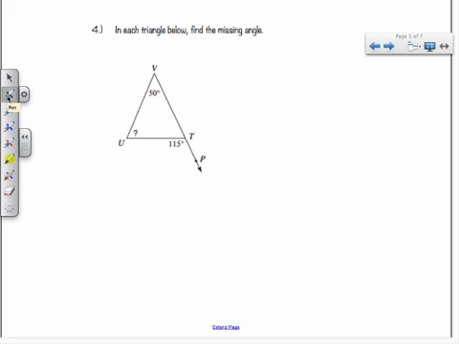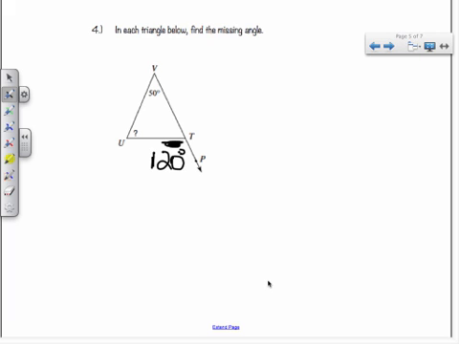Okay, so now in question number 4, it says, in each triangle below, find the missing angle. First thing I want you to do is change this 115 to 120 degrees because this will be a little bit more conducive to what I want you guys to understand in this lesson. So again, just changing it to 120 degrees, we did not actually do anything with the problem yet. I'm just changing the original problem.